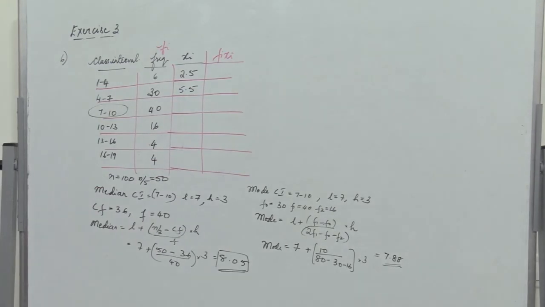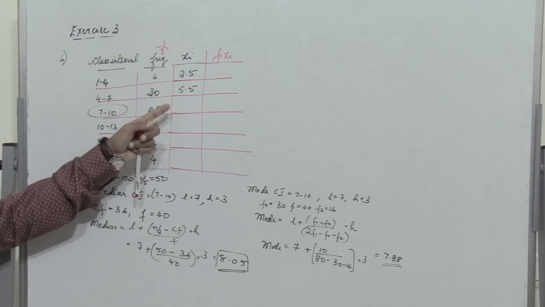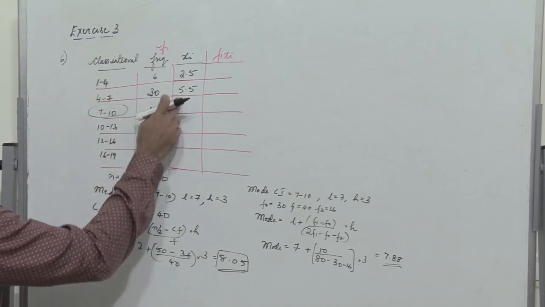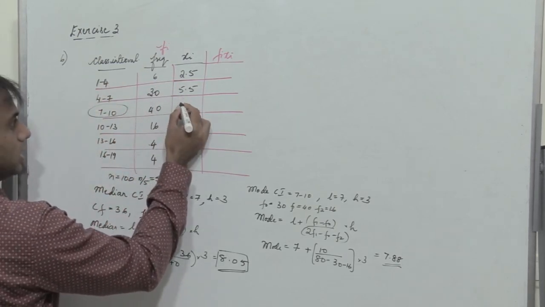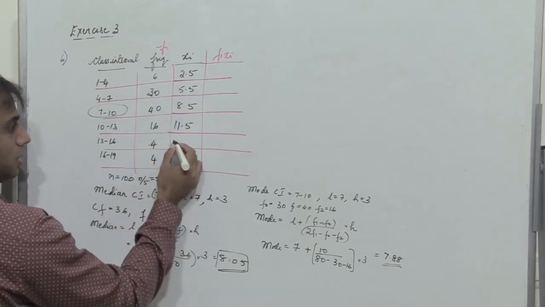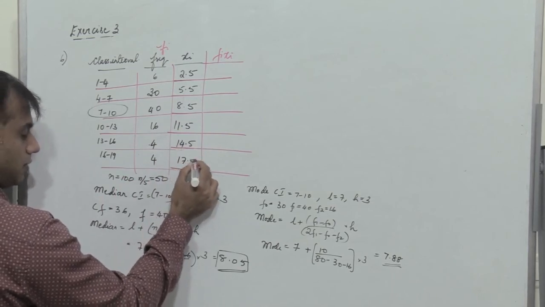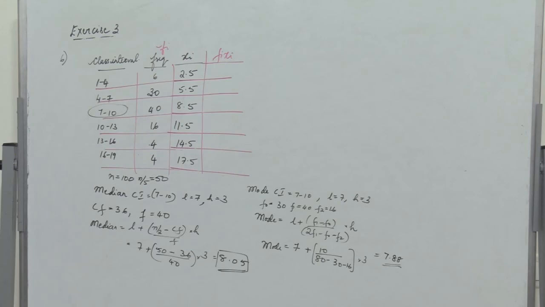Right? So we assume that the value increases by 3. 2.5 plus 3 is 5.5. If we go on adding 3, I get 8.5, the next value 11.5, and the next value is 14.5, and then 17.5. So these are the values that we get.